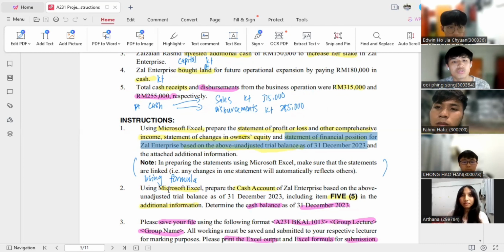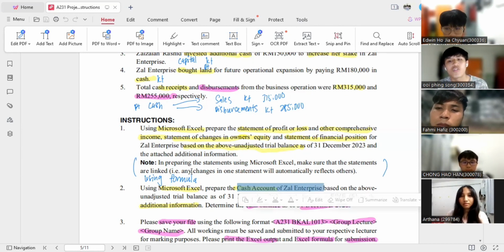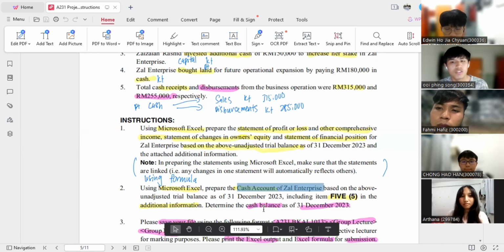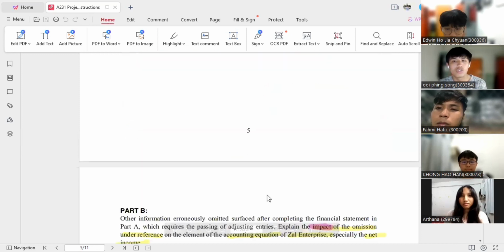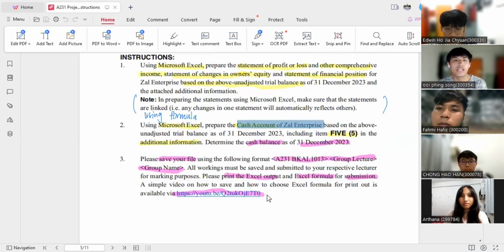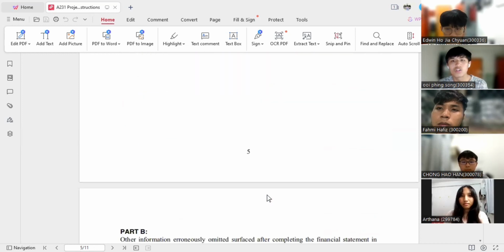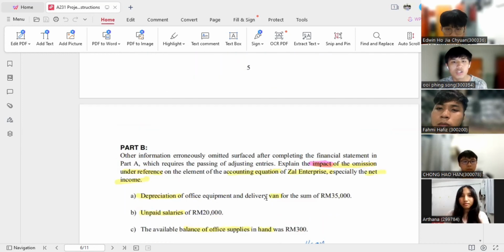We will also use Microsoft Excel to prepare one cash account of the enterprise based on the above trial balance as of 31 December 2023, including the items of 5 that we explained just now. Okay, so this is for part A, and we will continue to part B.